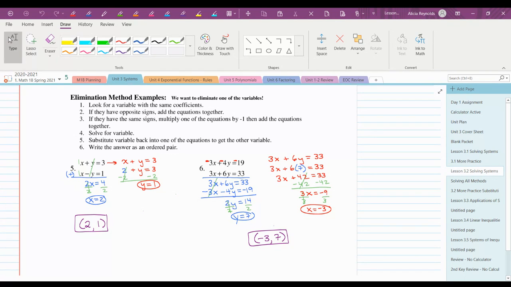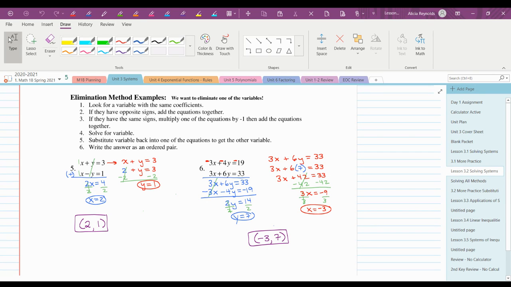For number 6, notice that we have 3x and 3x in the second equation, but they have the same sign. So I need to change all of the signs of my equation on top. So in blue here, I just rewrote my equation so I can add them together. So I get negative 3x minus 4y equals negative 19. Make sure we remember to change the sign of the solution on the opposite side of the equal sign as well in order to make sure that we create an equivalent system.